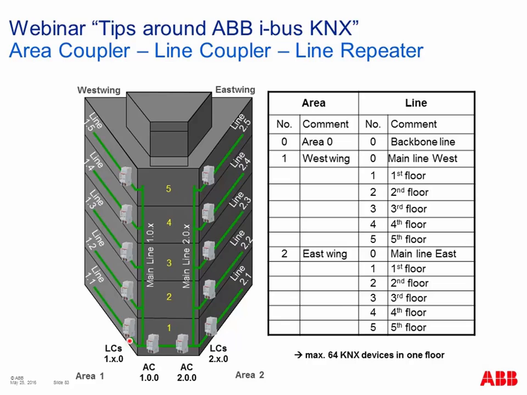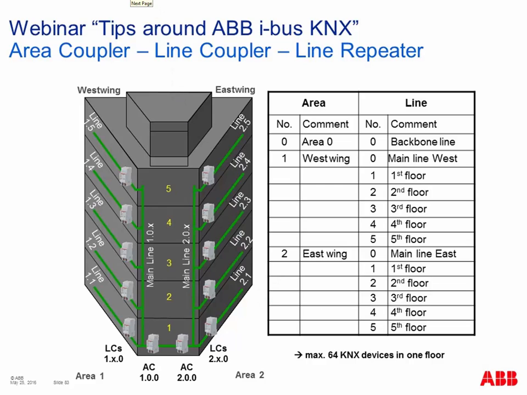The first floor here is area 1, line 1. The next floor is line 2, line 3, line 4, line 5. And nearly the same on the other side, on the east wing. We have area number 2 on the first floor, line number 21, next floor 22, 23, 24, 25. So we have a clear topology: west wing is area number 1, east wing is number 2.